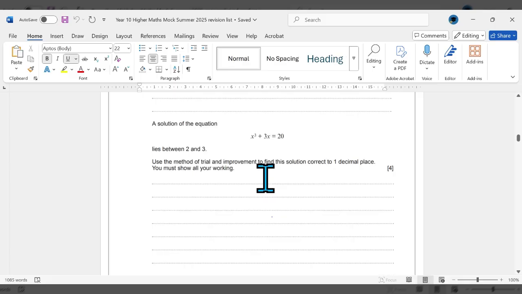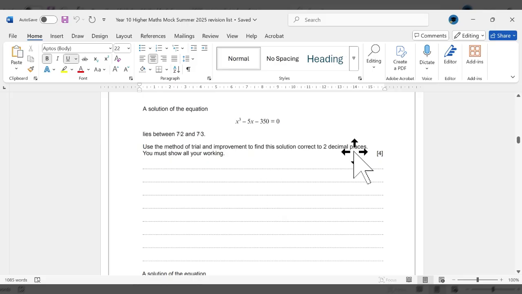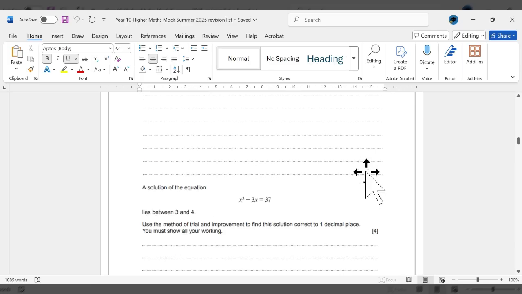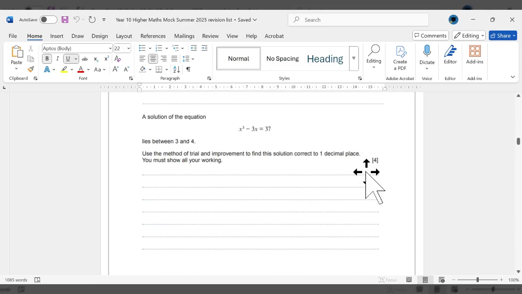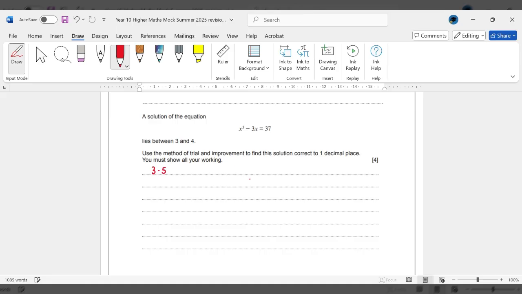Now, I'm going to pick one that I've thrown in there because it's unusual, because it's 2 decimal places. No, because for the mock purposes, let's do this one. So, x cubed minus 3x equals 37. Sometimes it's usual for them to be equal to 0, but in this case, they've left the 37 on that side, so it's equal to 37. Lies between 3 and 4, so your setup is, okay, let's have a guess then. Between 3 and 4, let's go in the middle.